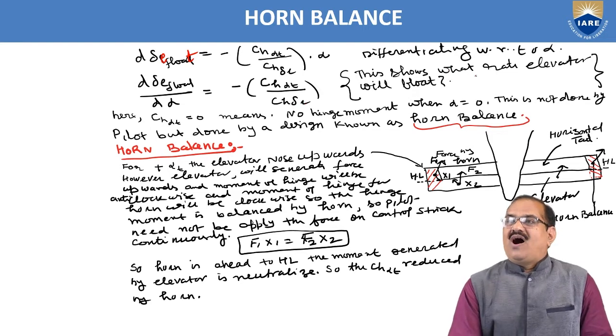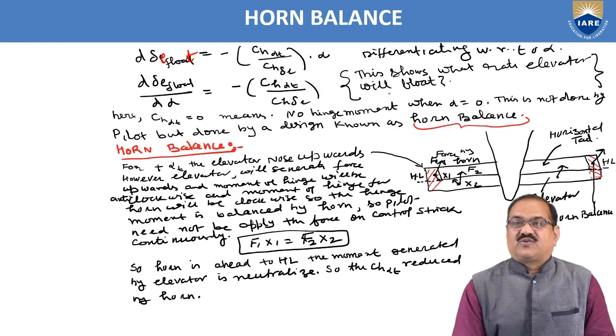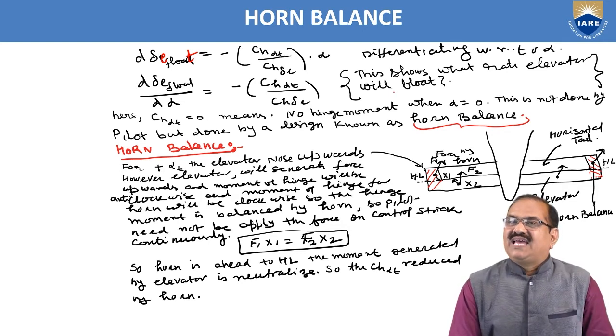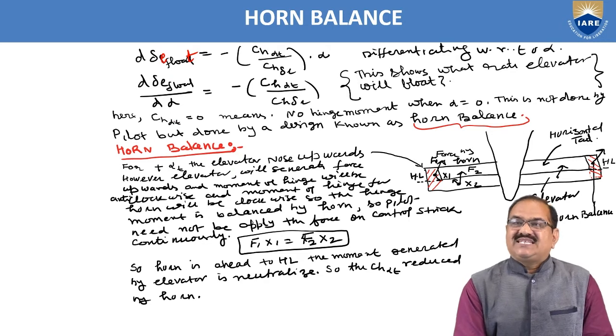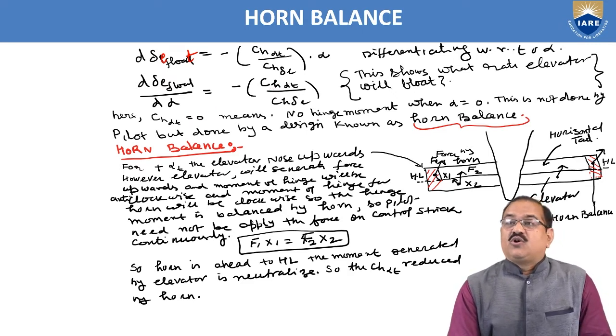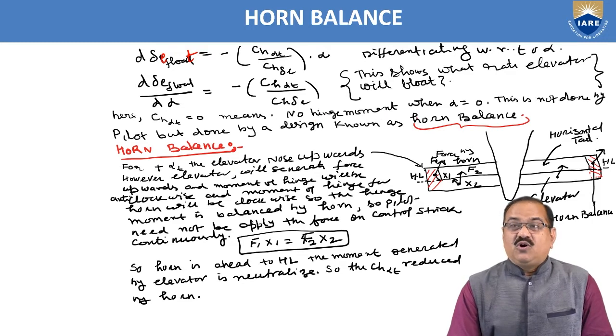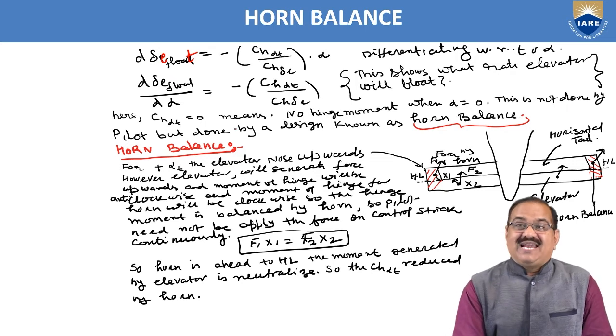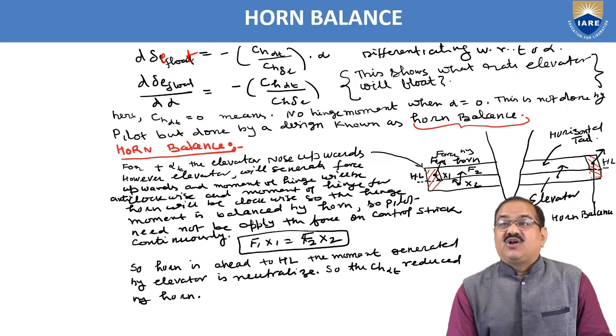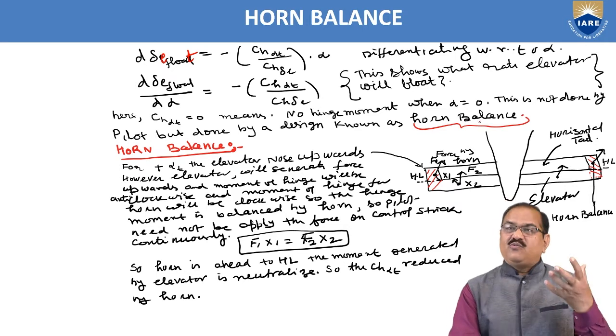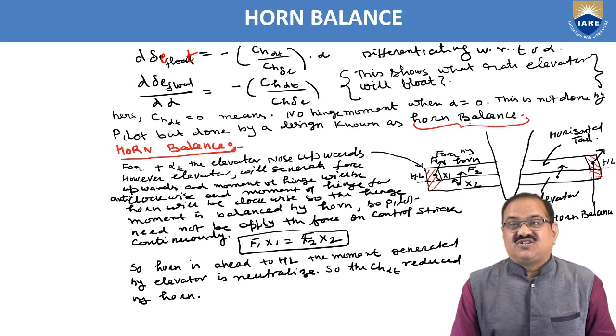This shows the rate of float of the elevator. Here CH alpha T is equal to 0. The numerator term CH alpha T is equal to 0. If it is 0, it means no hinge moment. So when alpha is equal to 0, this is not done by the pilot, but by a design known as a horn balance. So how will CH alpha T be 0?